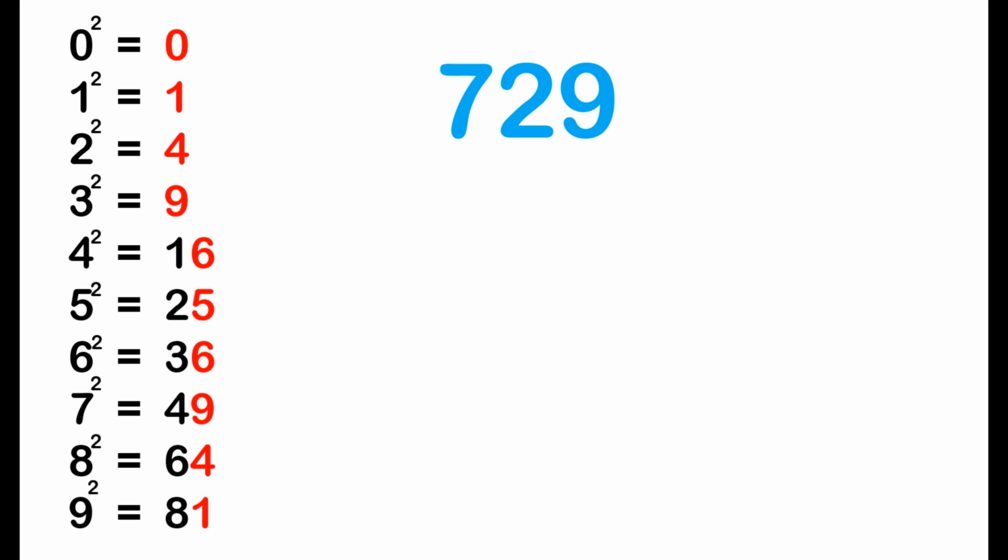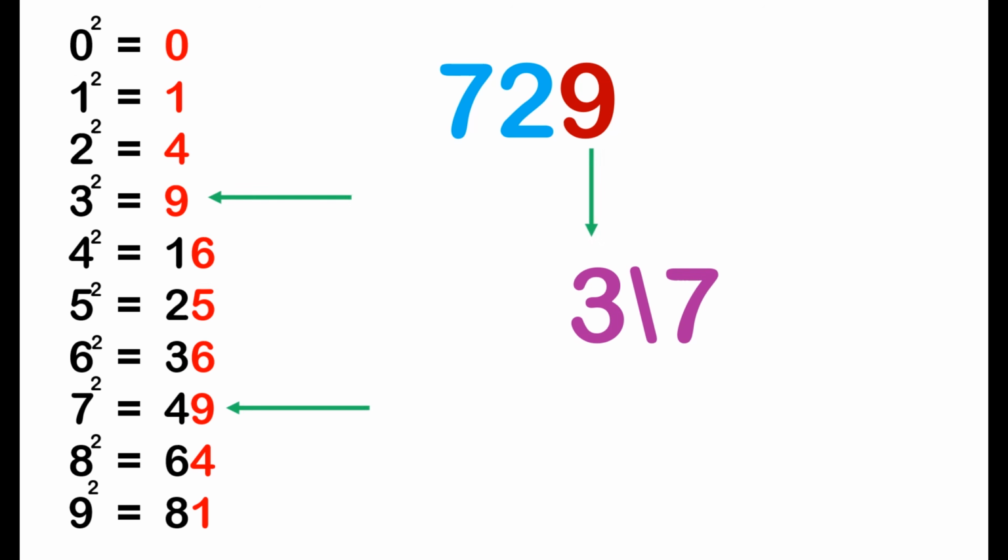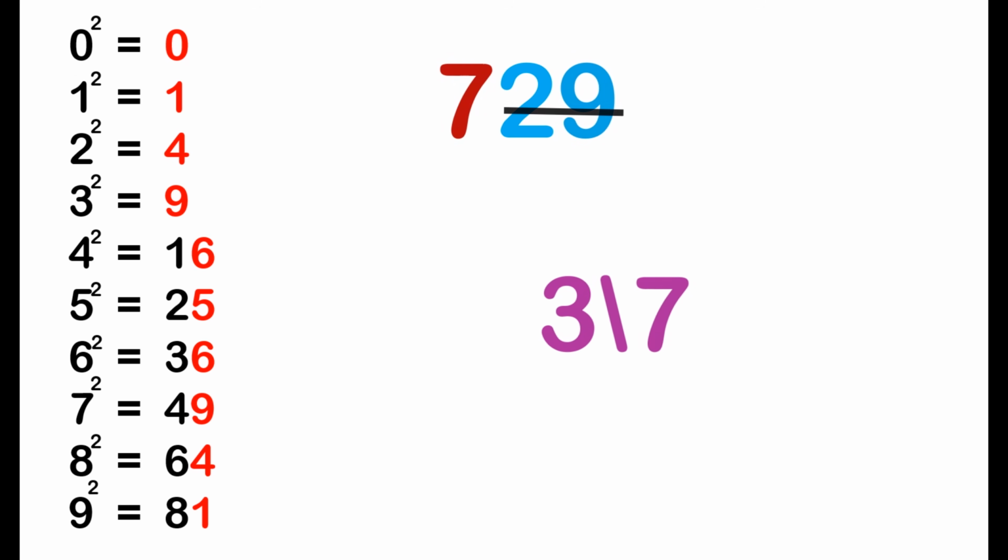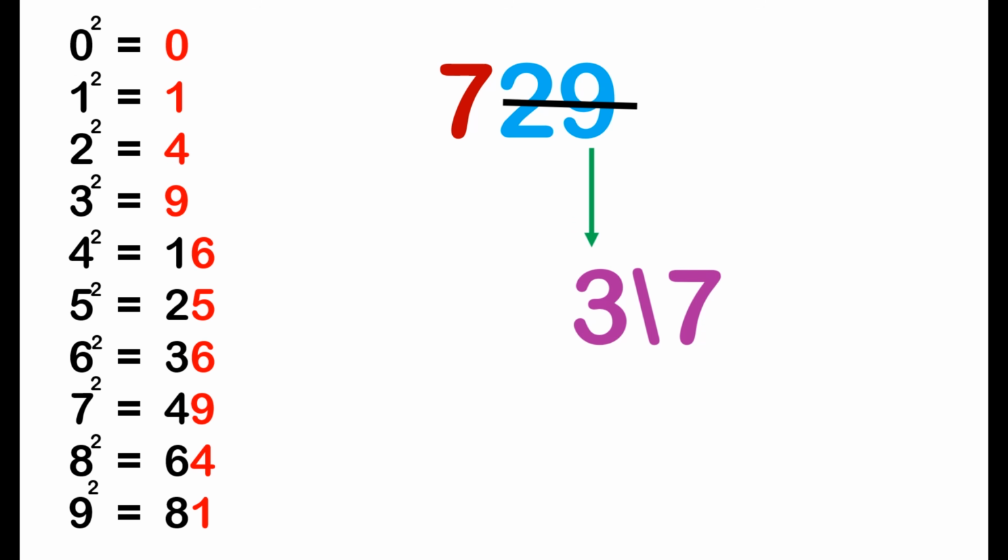Now, let us level up our gear and find the square root of 729. Look at its last digit, which is 9. It either ends up in 3 square, which is 9, or 7 square, so right here, 3 and 7. Now, as we did before, cross out the last 2 digits, and then we want a square which is just below or equal to 7. It is this 4, which is 2 square.